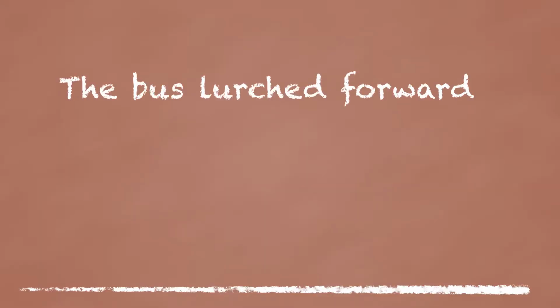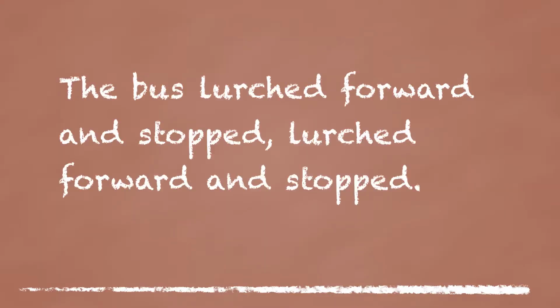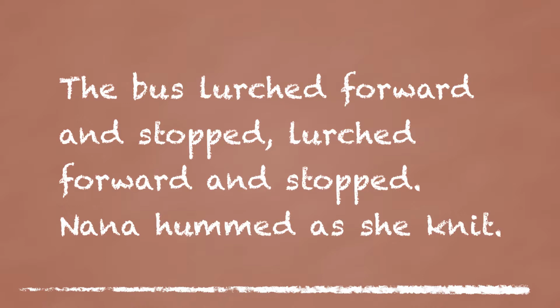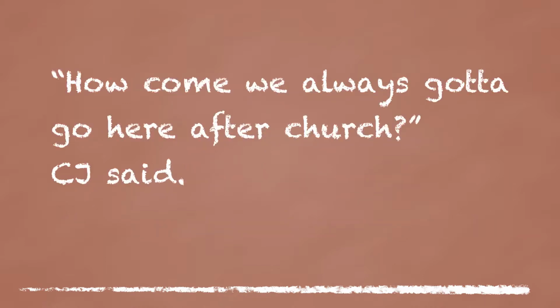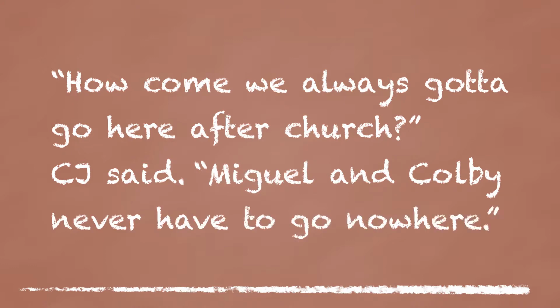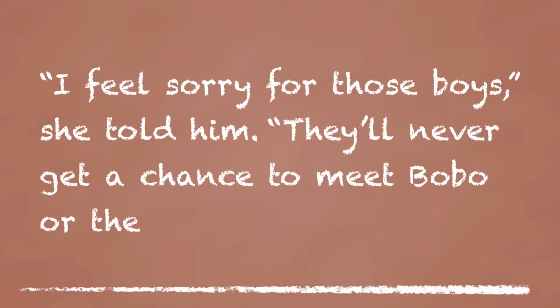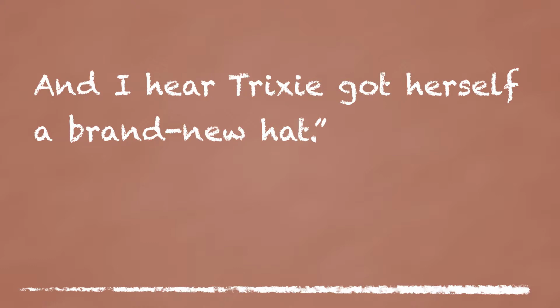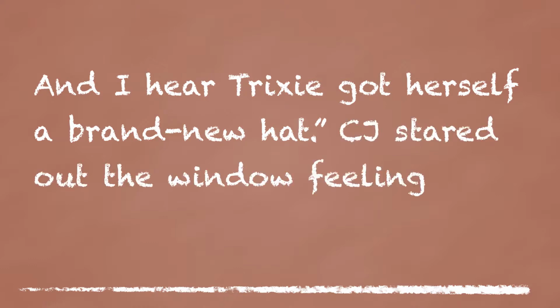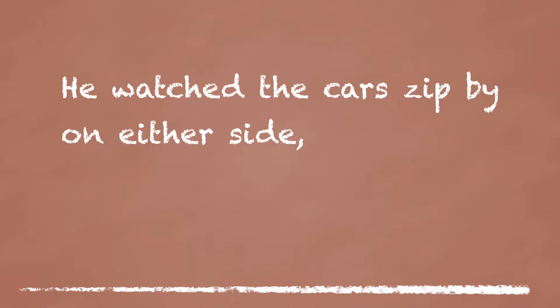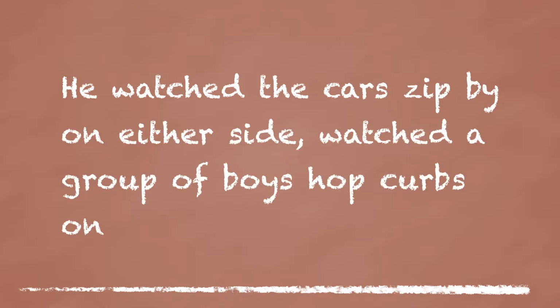The bus lurched forward and stopped, lurched forward and stopped. Nana hummed as she knit. "How come we always got to go here after church?" CJ said. "Miguel and Colby never have to go nowhere." "I feel sorry for those boys," she told him. "They'll never get a chance to meet Bobo or the sunglass man. And I hear Trixie got herself a brand new hat." CJ stared out the window, feeling sorry for himself. He watched cars zip by on either side, watched a group of boys hop curbs on bikes.